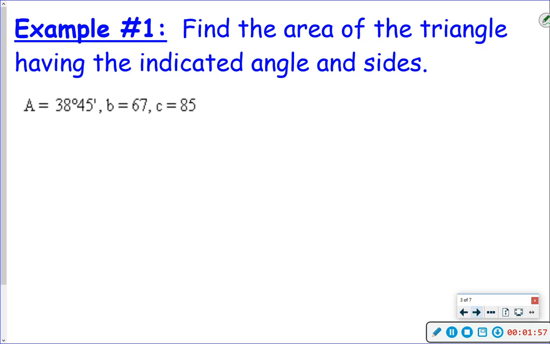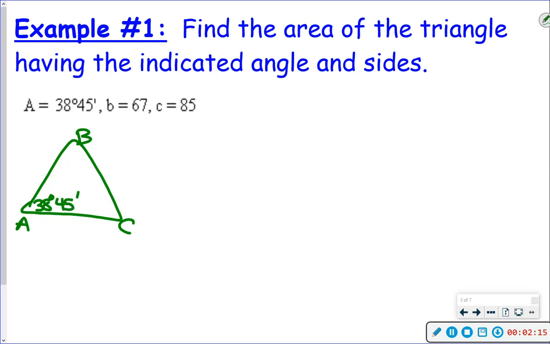All right, take a look at this. Maybe you might need a throwback on what that little tick mark is there. Find the area of the triangle having the indicated angle and sides. I'm a picture person as always. I hear you getting your calculators. I'm actually going to label this time since they gave us A, B, C. So A is 38 degrees, 45 minutes, a throwback to chapter 4. Little b is 67, and little c is 85.